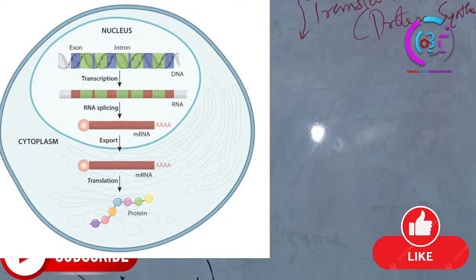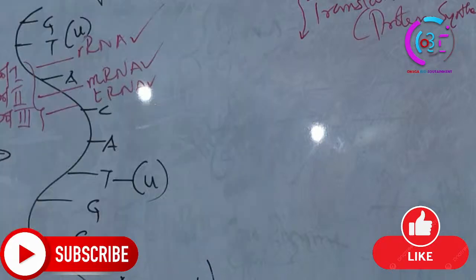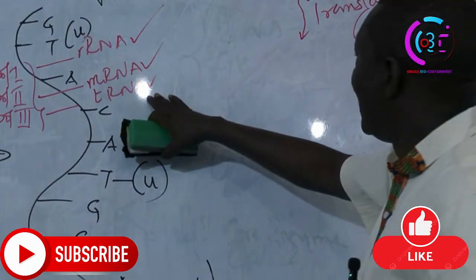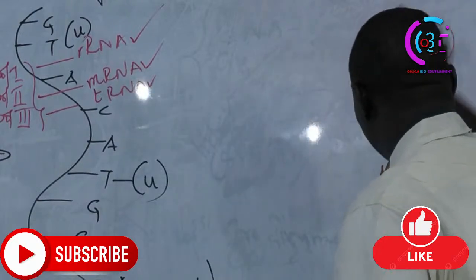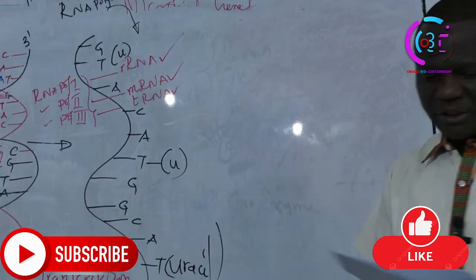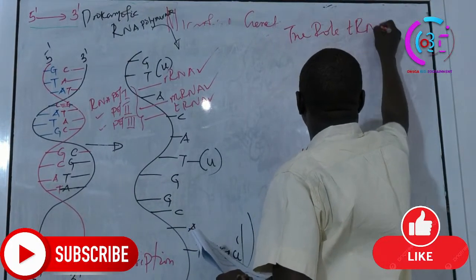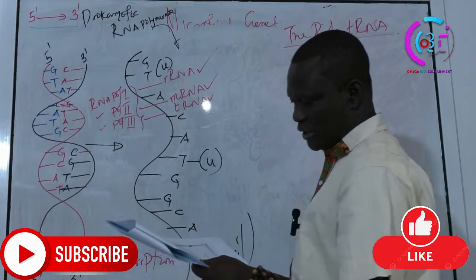Okay. Ribosomal RNA plays a very vital role in protein synthesis. So let's begin to now look at the role played by each of these RNA in translation, or during the process of protein synthesis. The first one we are going to look at is the role played by transfer RNA. What are the roles that they play?